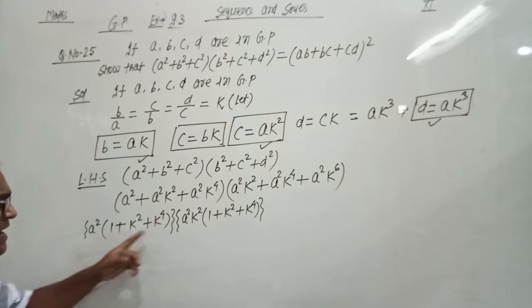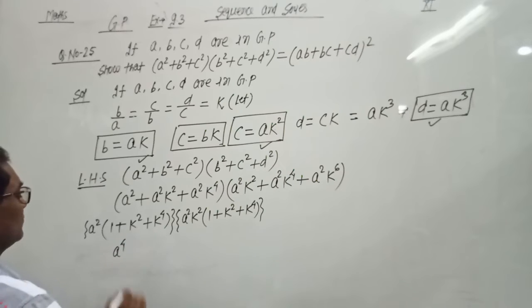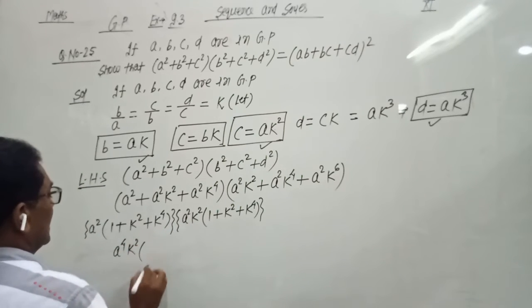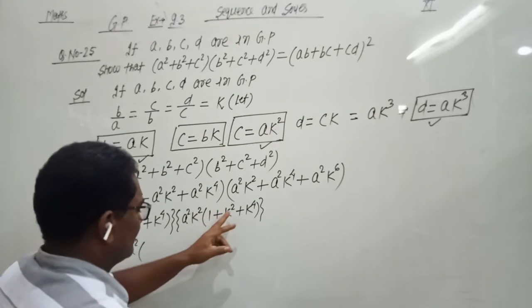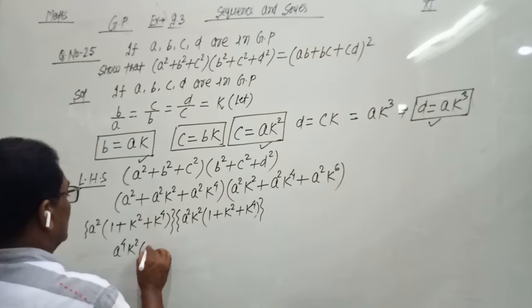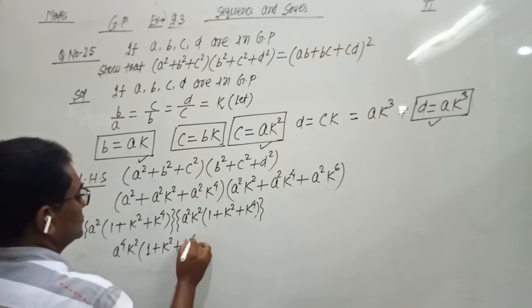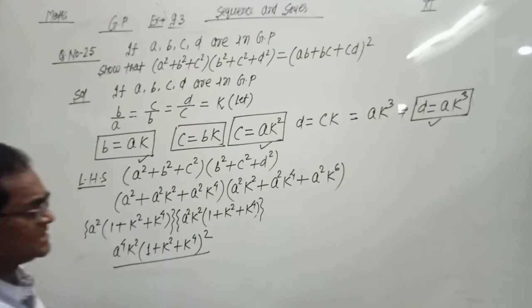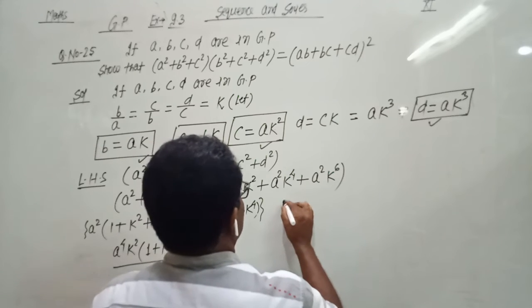Then a square multiplied by a square, we get a raised to the power 4 and k square as it is. And 1 plus k square plus k4 multiplied by 1 plus k square plus k4. So it becomes 1 plus k square plus k raised to the power 4 the whole square. So this is the LHS which we get. Now we solve RHS.